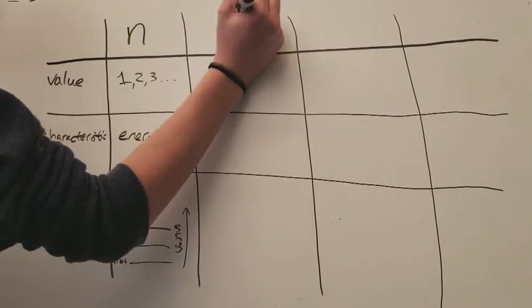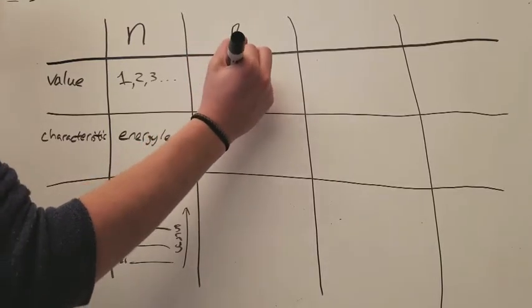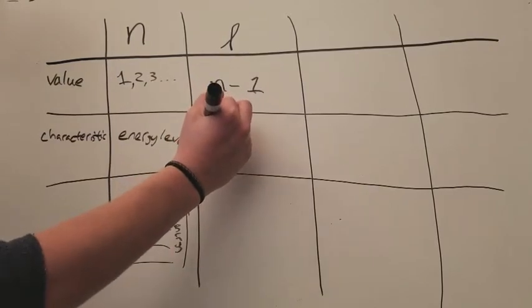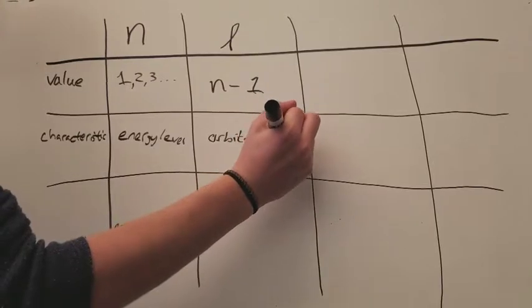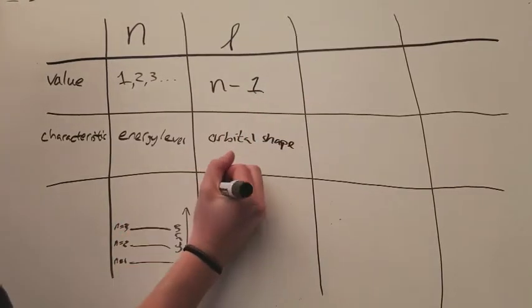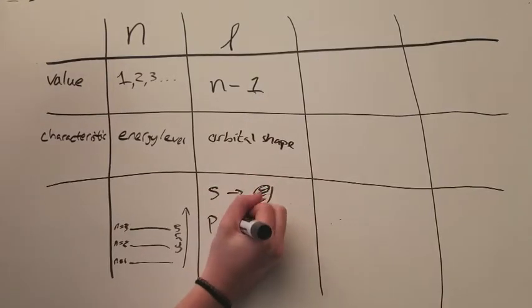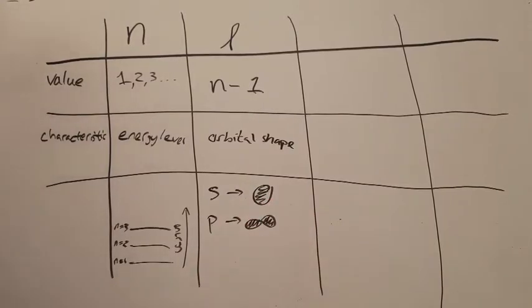The second quantum number is L, also known as the angular momentum quantum number. The quantum number L is found by subtracting 1 from n, n-1, where n is the principal energy level. This number provides information about the shape of the orbital. For example, the quantum number 0, which is associated with the letter S, has the shape of a sphere. In another example, for the number 1, the shape is a dumbbell and is associated with the letter P.